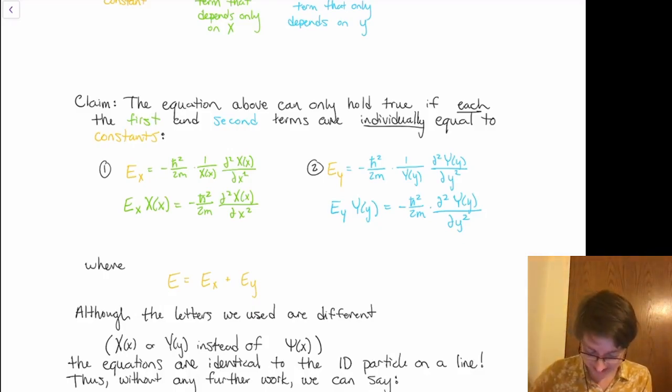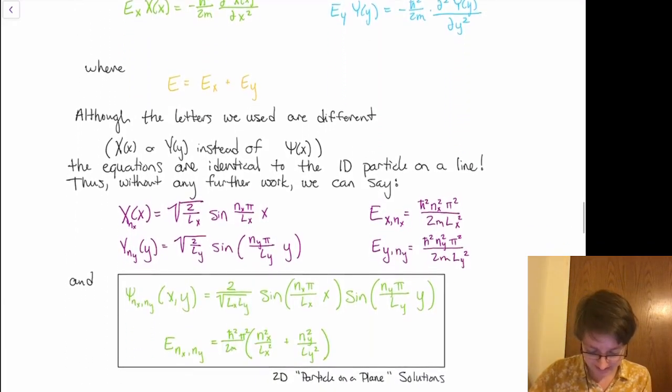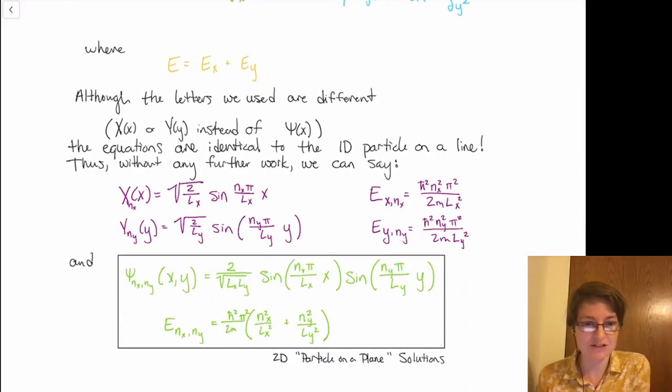Hooray, right? We don't actually have to do any more work in order to say that the solution to my x function is the square root of 2 over, in this case, L sub x, since we said that the length in the x dimension is the variable L sub x, just so we can put in all of our little subscripts to denote whether we're talking about the x part or the y part, times sine of n pi x over L times x. And you'll notice that because x and y are operating independently, there's no reason to suspect from these solutions that our quantum numbers all have to be the same.